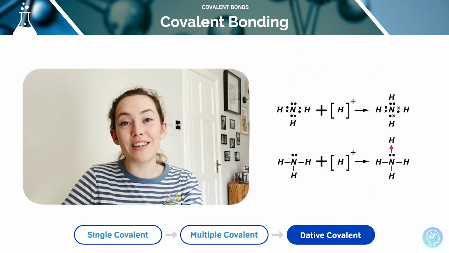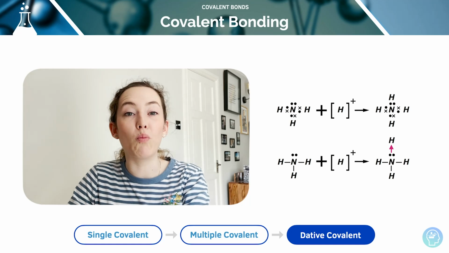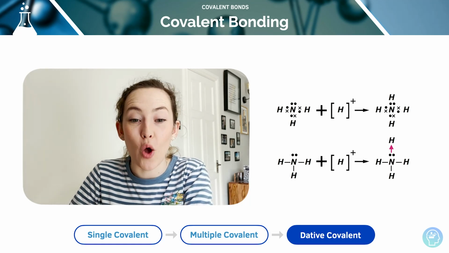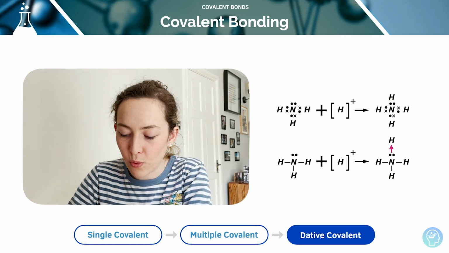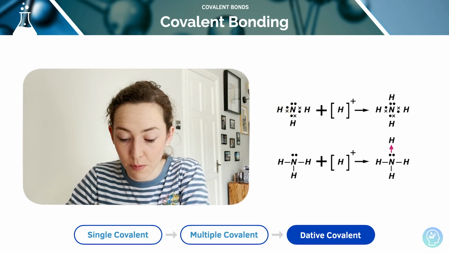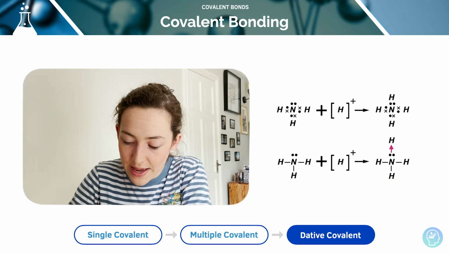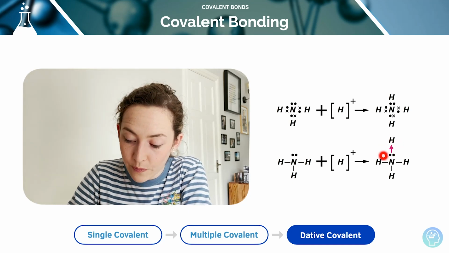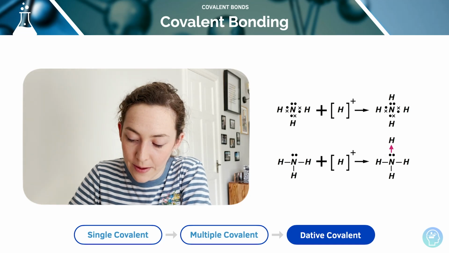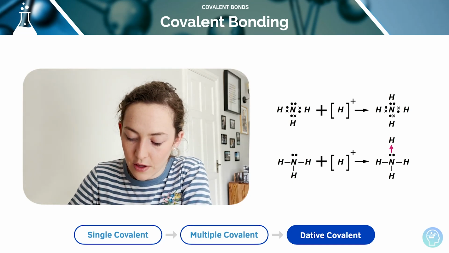Finally, we've got dative covalent bonding. It contains a shared pair of electrons donated by 1 atom in the bond only. The most common example you come across is ammonia, but there are lots of examples aside from that. We represent it with an arrow as such. Can you see this purple arrow here? That signifies to the reader that there has been a dative covalent bond.